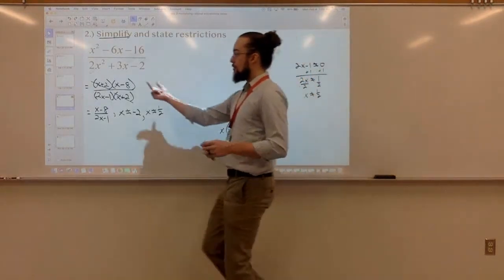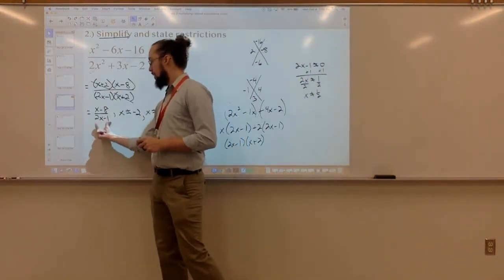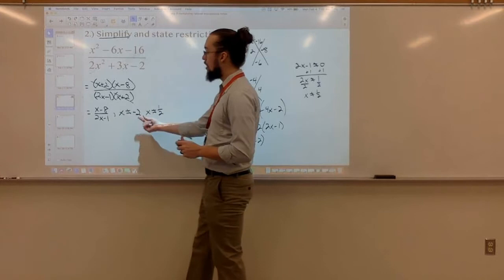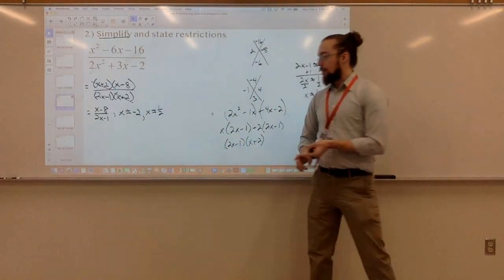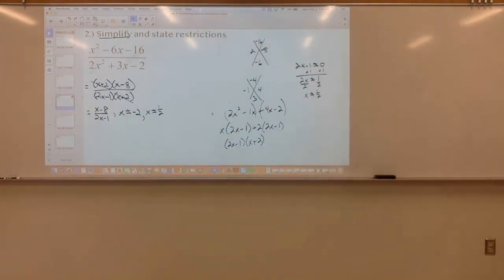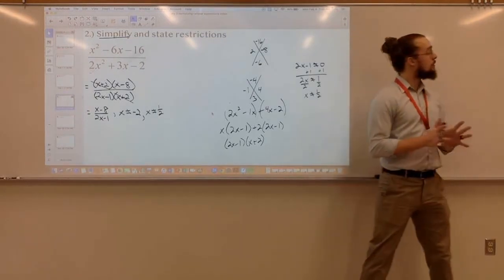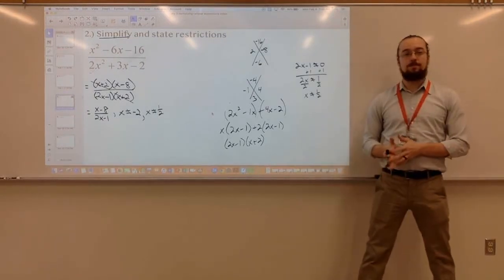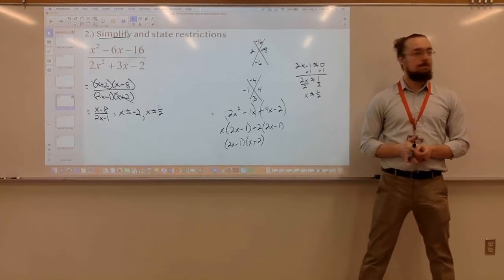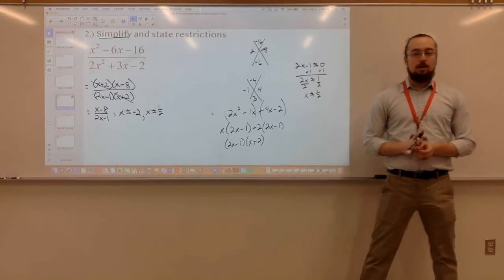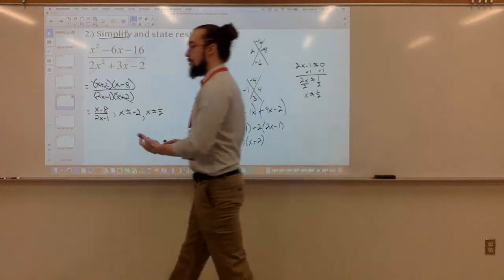So my simplified version would be this: x minus 8 over 2x minus 1, x cannot equal -2, and x cannot equal 1/2. That's my whole answer, the simplified fraction and the restrictions. So that's what we were just working on. Questions on that? All right, let's take it one step further now.